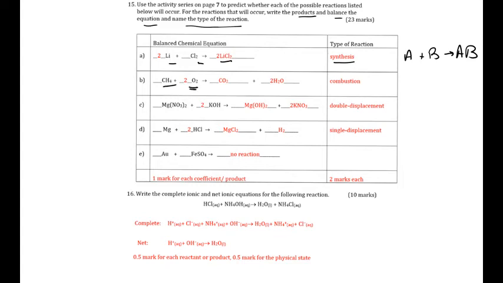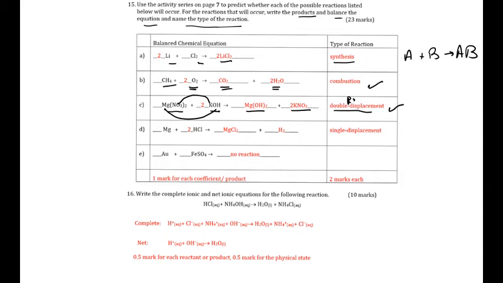CH4 plus O2. If O2 is involved, so it's a combustion reaction. Combustion gives carbon dioxide and water. Any combustion gives carbon dioxide and water. Here, magnesium nitrate plus KOH. So I will put K with NO3, giving KNO3, Mg with OH, giving Mg(OH)2. You then balance the equation and write the name. It's a double displacement or double replacement.